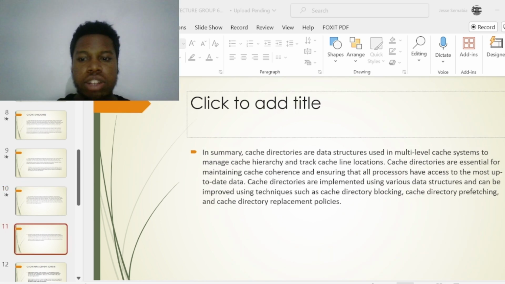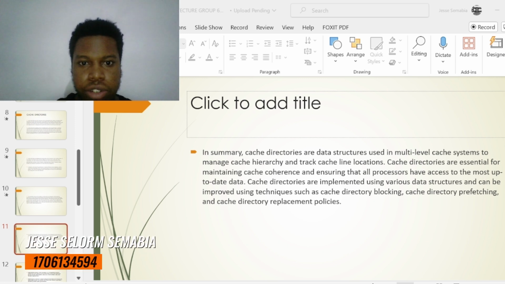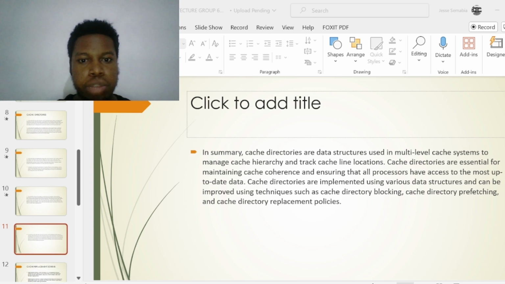To summarize everything, or to put everything under one umbrella, cache directories are data structures used in multi-level cache systems to manage cache hierarchy and track cache line locations, as explained by my friends earlier on. Cache directories are essential for maintaining cache coherence and ensuring that all processors have access to the most up-to-date data. Cache coherence simply means when information on a cache line is changed in a multiprocessor, it has to run through all the other multiprocessors connected to it. That's simply it. And cache directories are implemented using various data structures and can be improved using techniques such as cache directory blocking, cache directory prefetching, and cache directory replacement policies.